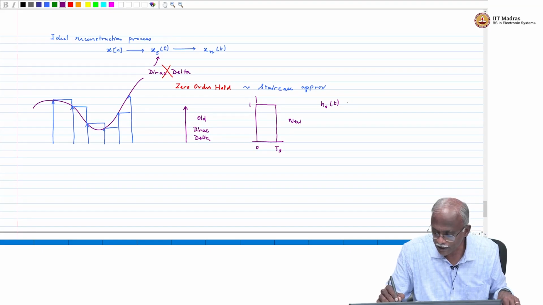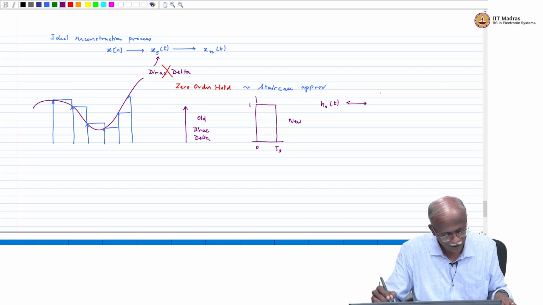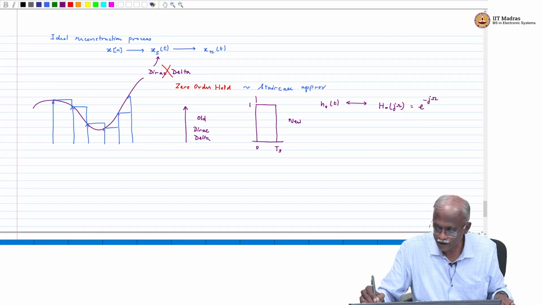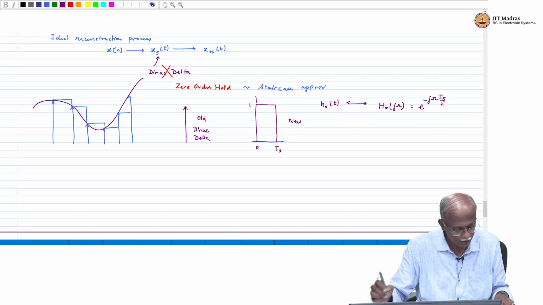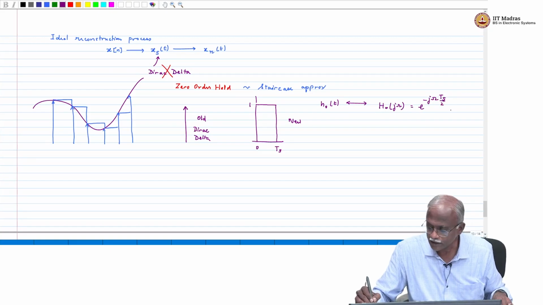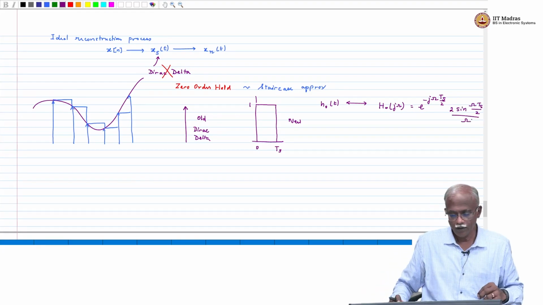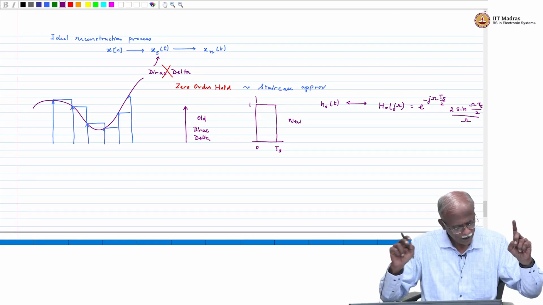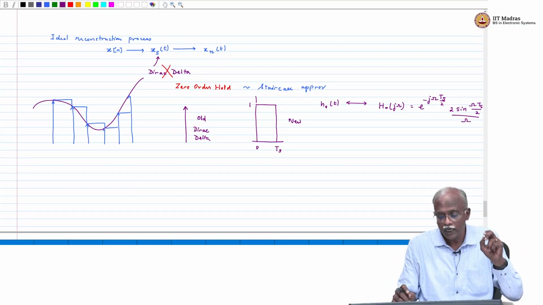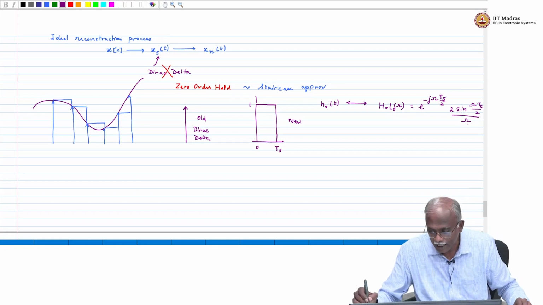Now, the peak hold detector has got a Fourier transform that is given by H0 of j omega. This is equal to e to the power minus j omega Ts by 2. You can derive that, and this is given by 2 times sine of omega Ts by 2 divided by omega. Okay, omega Ts by 2, and now here is the behavior of this.